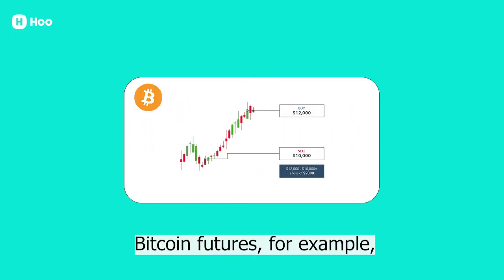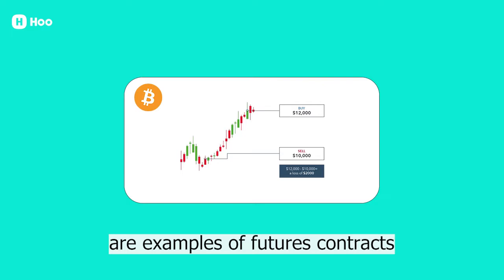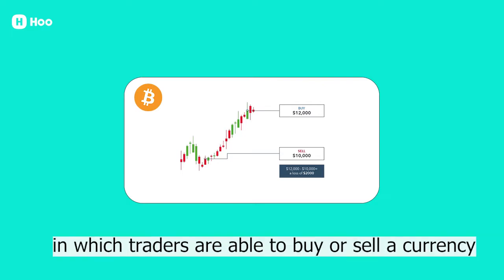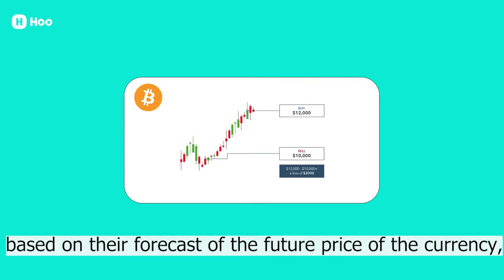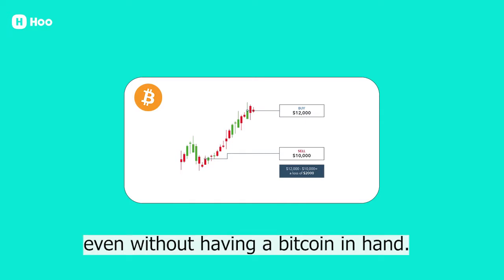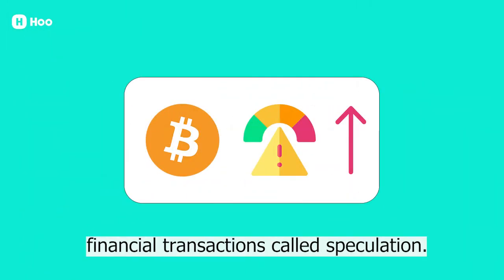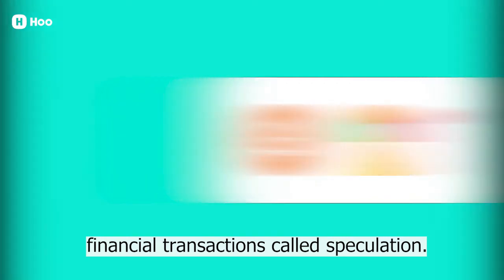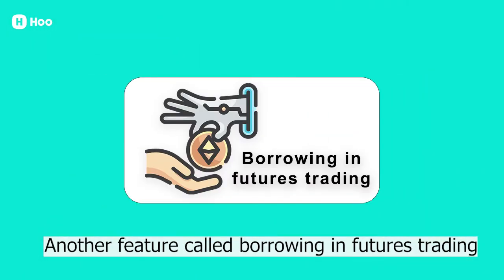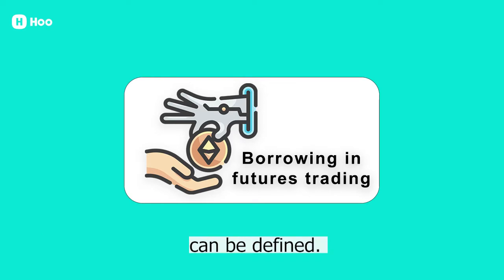Bitcoin futures, for example, are examples of futures contracts in which traders are able to buy or sell a currency based on their forecast of the future price of the currency, even without having a Bitcoin in hand. In fact, Bitcoin's futures contracts can be based on high-risk financial transactions called speculation. Another feature called borrowing in futures trading can be defined.